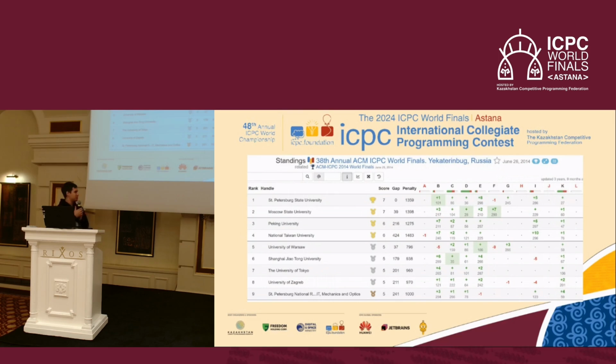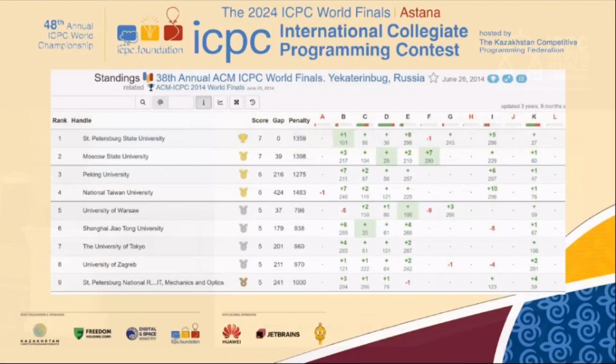For example, here's an example. I don't know how well you can see it, but hopefully you can. This is the World Finals 2014, and it was a very hard World Finals. 7 problems was enough to win the contest, and silver was 5 problems, out of 12. It was maybe the hardest ICPC finals ever, I don't know. But you can also see that the team at the top solved 3 problems in the last hour. So out of their 7 problems, 3 were solved in the last hour, which is pretty impressive.